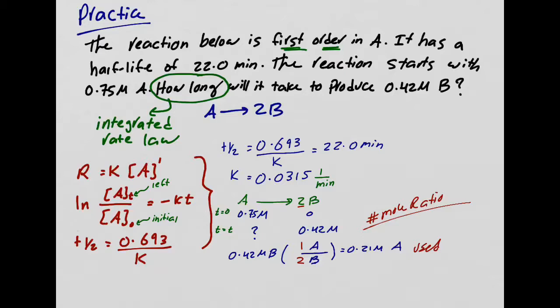Well, I know how to do this because I know how much A I started with and I know how much A I used. If I subtract it, I can figure out how much A is left over. So what I started with is 0.75. How much was used, was reacted, was 0.21, and 0.45 molar is how much is left over. Okay, you guys are following me so far? All right, beautiful. Now I'm going to go to the next page. Now that I have the equation and everything, I can just plug it in.